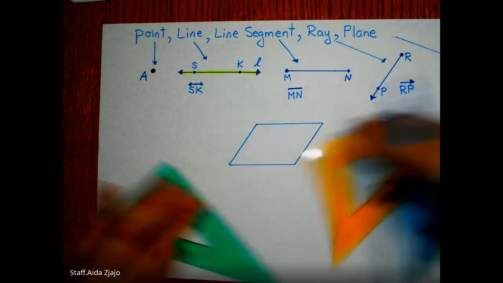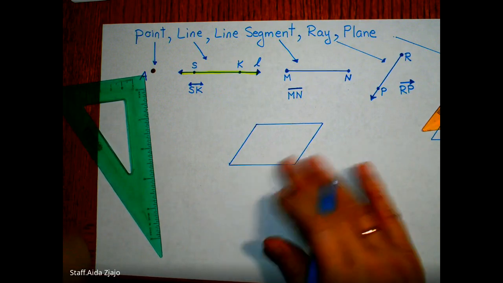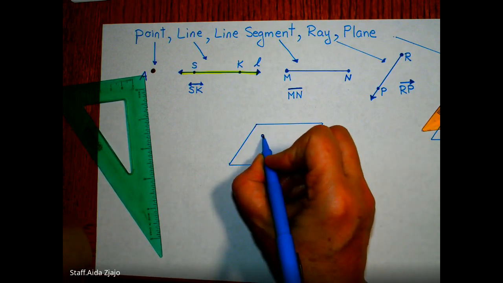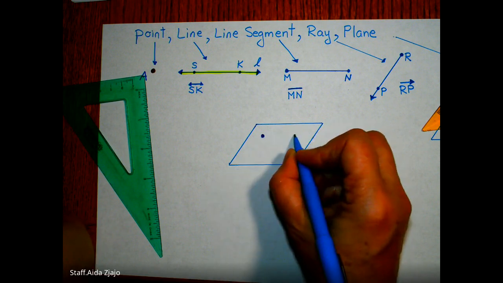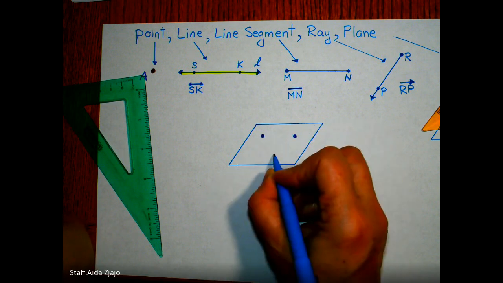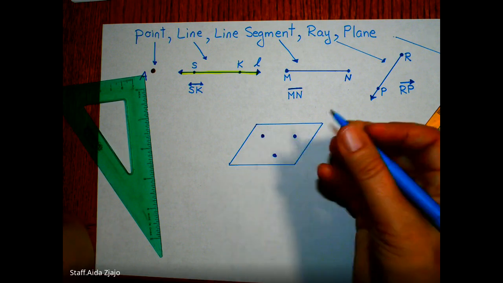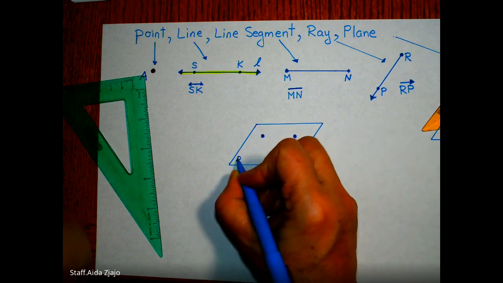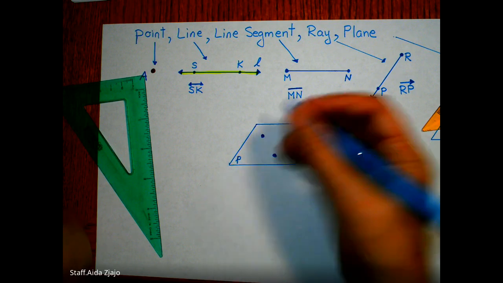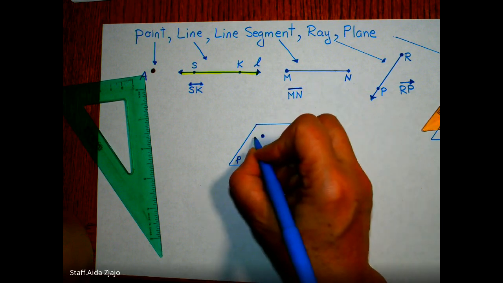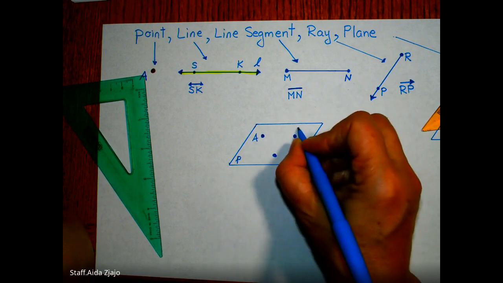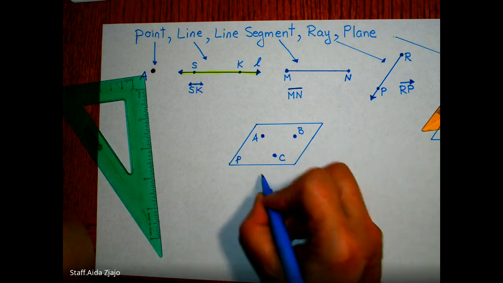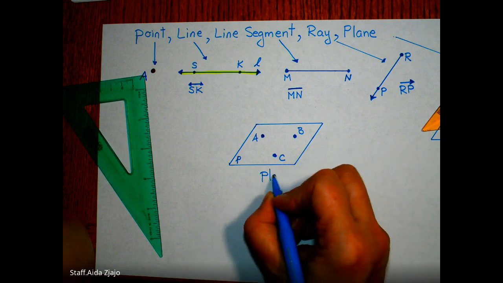Okay, so if this is a plane, it has to have three points. So let's label these three points. That's the requirement for a plane. What is a plane? It's an area, plane P, with at least three dots on it: A, B, and C. And that is called a plane.